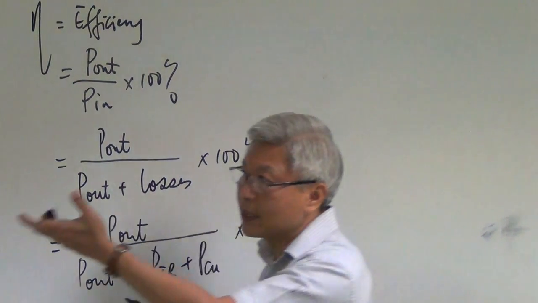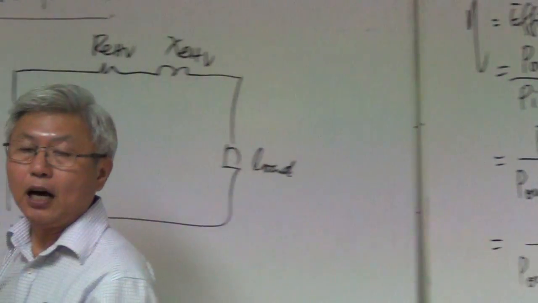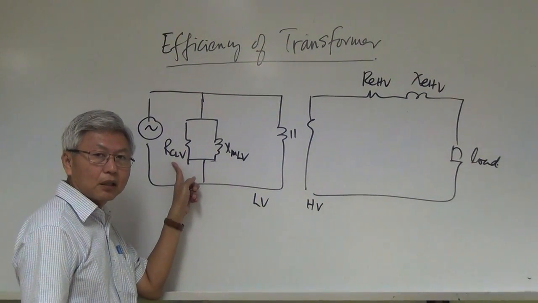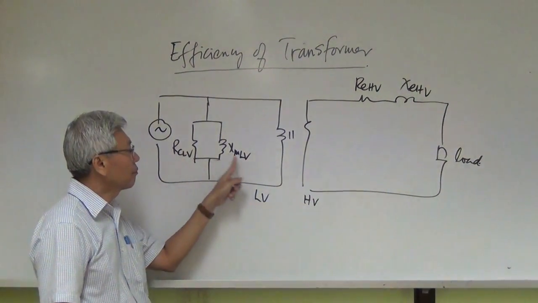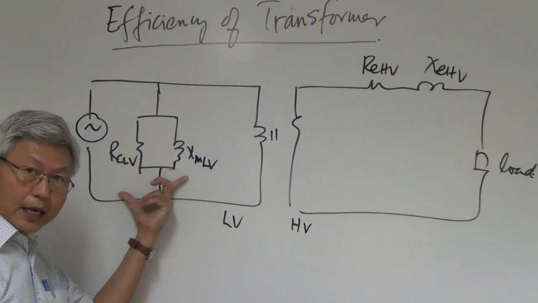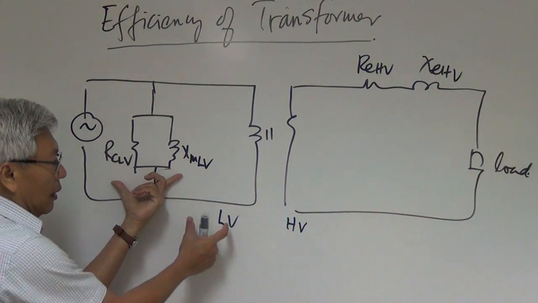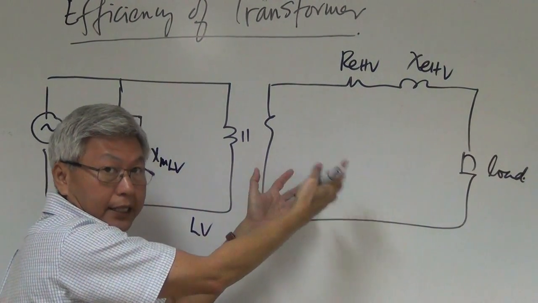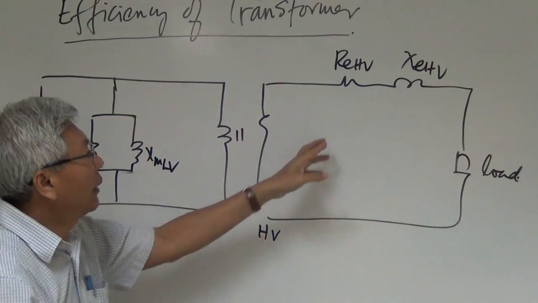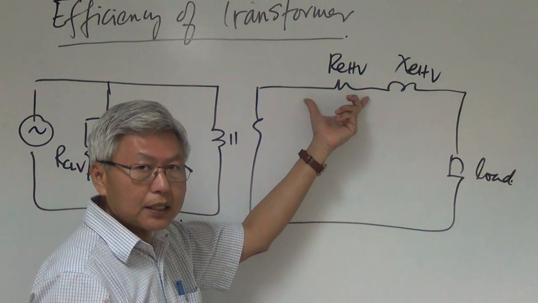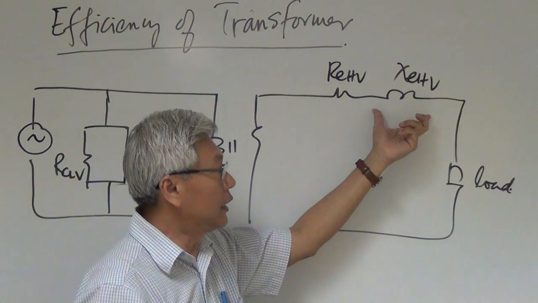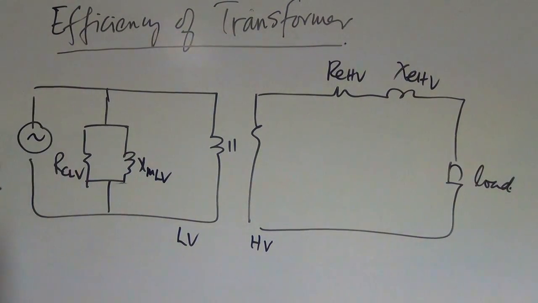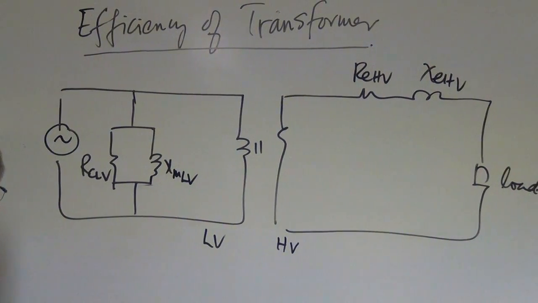Okay, so let us bring us back to our diagram here, our parameters diagram. Still remember the English word? Core loss resistance, magnetizing reactance on the low voltage side. I put it here for my convenience. If I put it there, then I'll call it RCHV and XMHV. Remember that? And this is the equivalent winding resistance at the high voltage side, and the equivalent leakage reactance at the high voltage side. Now, when we talk about power here, we always talk about real power.